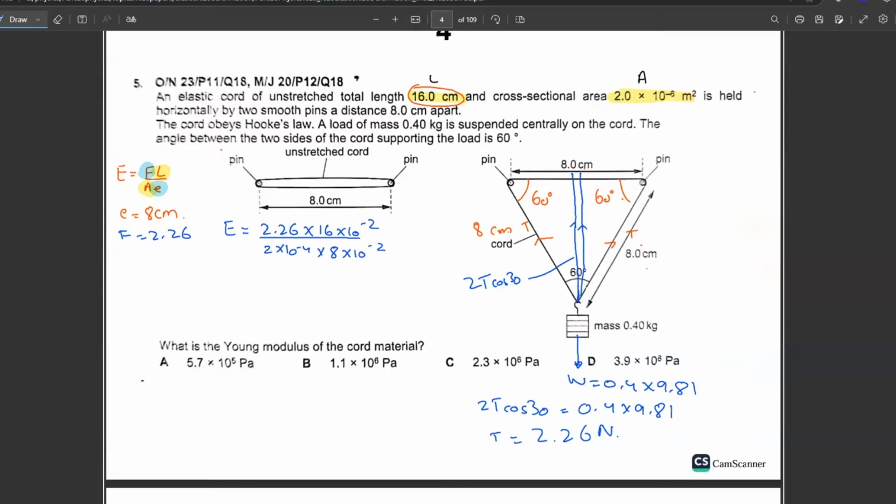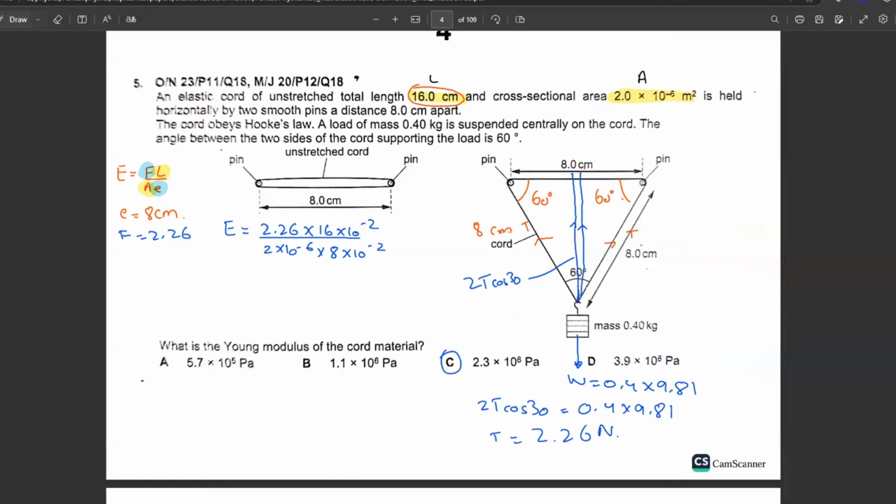Am I missing something? Yeah, one thing. This is 10 raised to the power of 6. Yeah, that's why the answer is coming out to be incorrect. Let's substitute the values again. The answer comes out to be 2.26 into 10 raised to the power of 6. C is your answer. Let me check in the marking scheme. Yes, C is your answer.